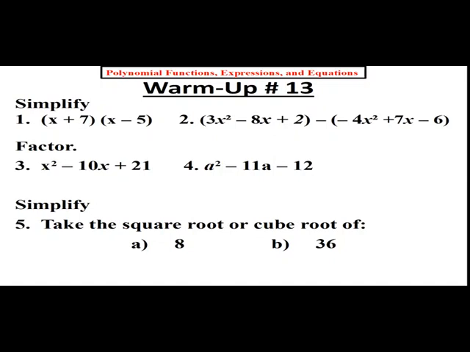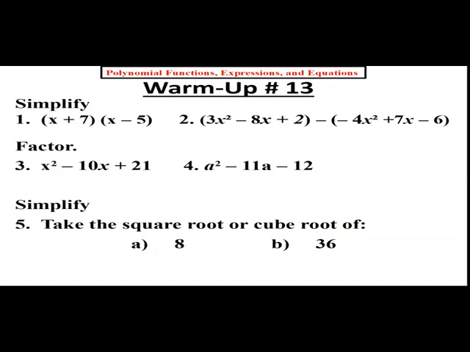And we are on warm-up number 13. It reads, for numbers 1 and 2, simplify. Number 1 reads (x + 7)(x - 5). Number 2 reads (3x² - 8x + 2) - (-4x² + 7x - 6). Numbers 3 and 4, it says factor.